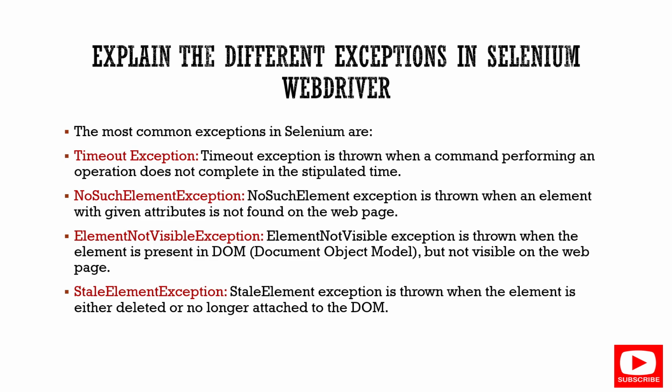And we have element not visible exception, and this element not visible exception will be thrown as part of explicit wait methods. No such element is part of implicit wait methods. So these two we need to understand, these kind of scenarios where we will get this kind of exceptions.